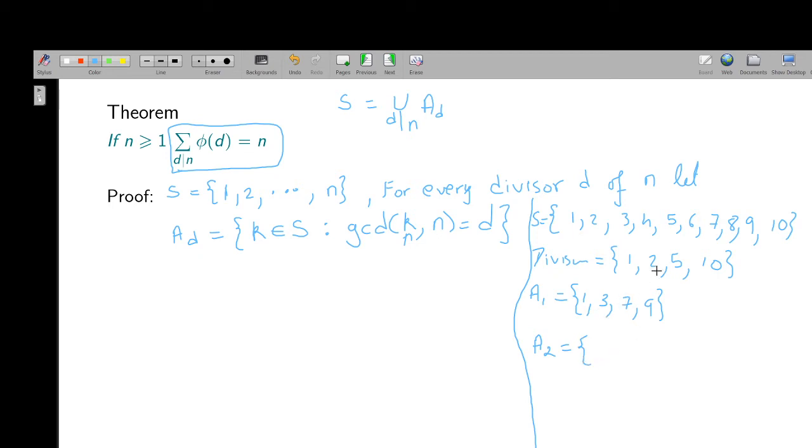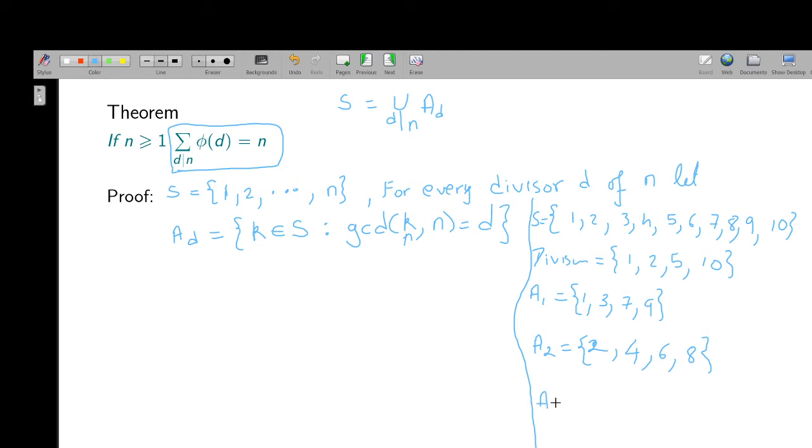A2 are the integers such that the GCD is 2. So the GCD of 2 and 10 is 2. The GCD of 4 and 10 is also 2, so 4 comes here. 10 is 2 into 5. The GCD of 6 and 10 is also 2, 8 and 10 is also 2. 9 and 10, that's it.